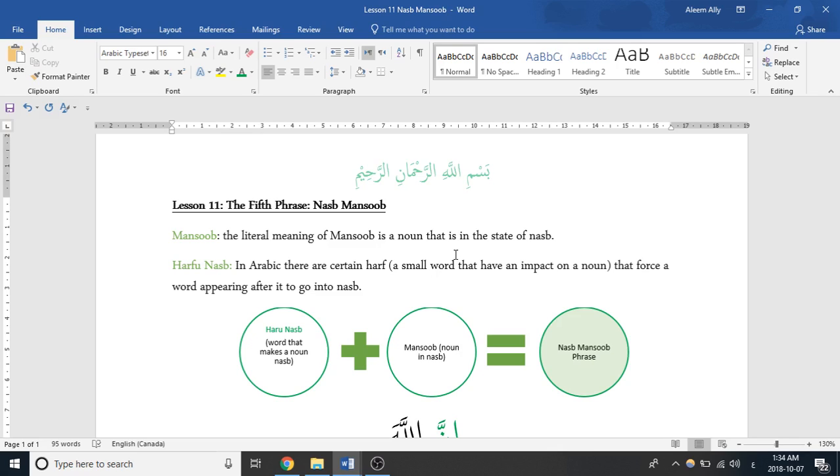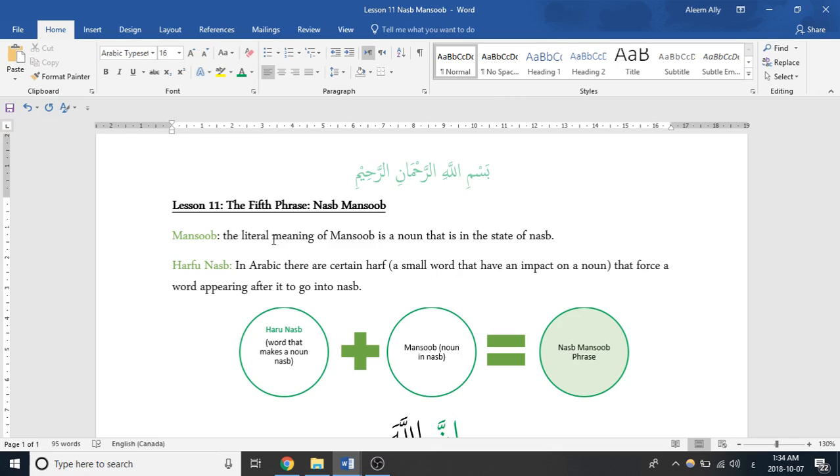Now we're going to go on to the fifth and final phrase, which is known as Nasb Mansoob, and it works very similar to Harfu Jar. So let's just do some terminology check here. So Mansoob, the literal meaning of Mansoob is a noun that is in the state of Jar, right? Just like the literal meaning of Majrur is a noun that is in the state of Jar, right?